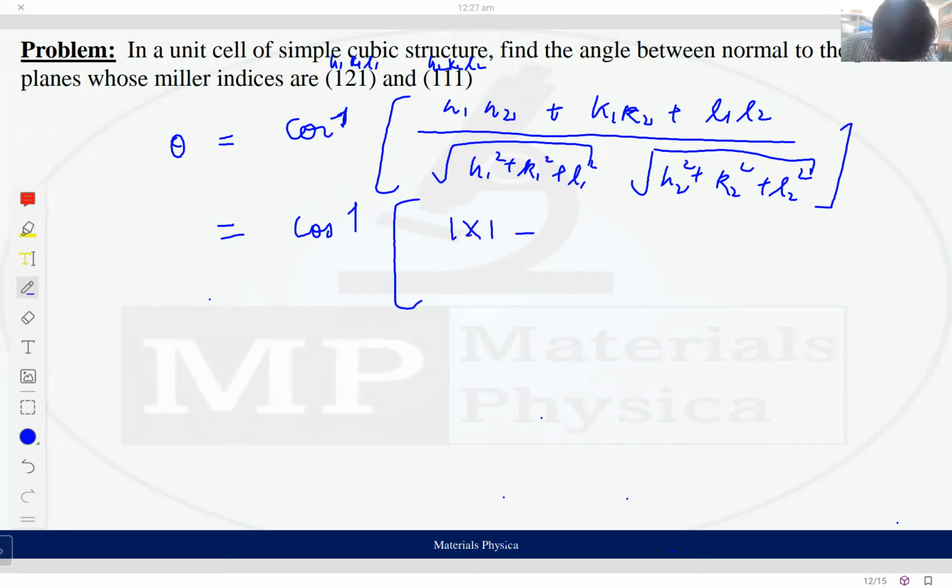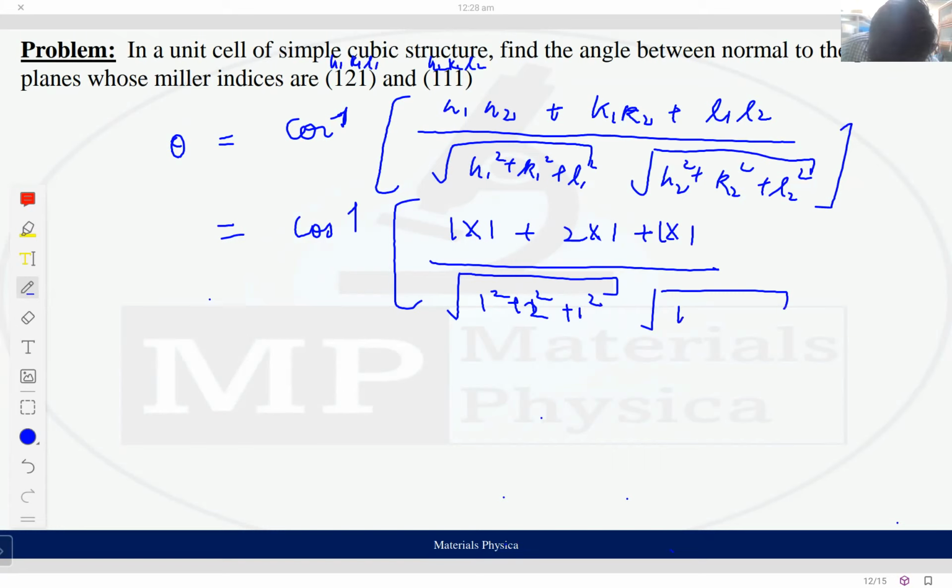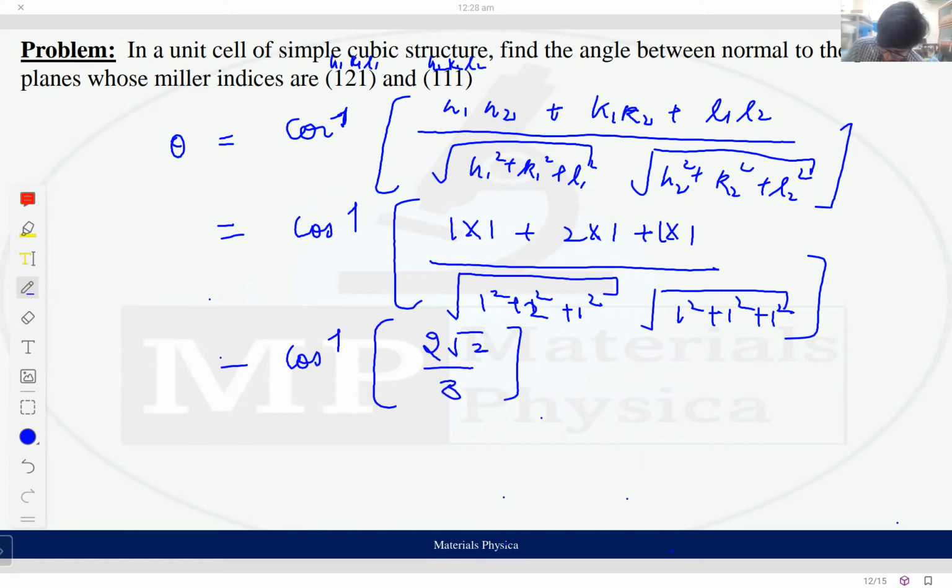1 into 1 plus 2 into 1 plus 1 into 1 over under root 1 square plus 2 square plus 1 square and 1 square plus 1 square plus 1 square. After solving this, we will get 2 root 2 over 3, and cos inverse of 2 root 2 over 3 we will get 19.47 degree. This is the value of theta.